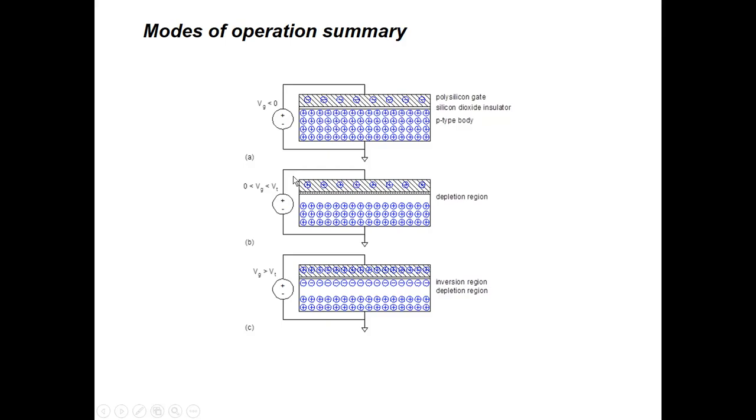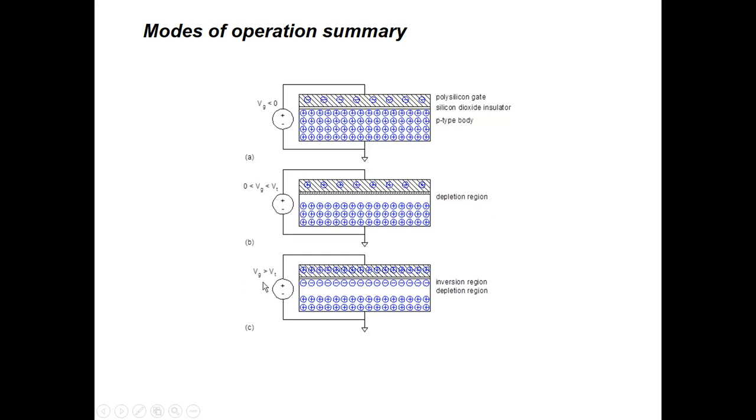So now we can summarize the modes of operation of a MOS capacitor. First, for a p-type substrate, p-type body, when Vg is less than 0, what happens? The accumulation of holes will happen near the SiO2 interface, and that is called the accumulation mode of operation. And when Vg is greater than 0 as well as less than Vt, what will happen? This Vg will repel the holes near the SiO2 interface. That means depletion region formation happens. So that mode is called the depletion mode of operation.